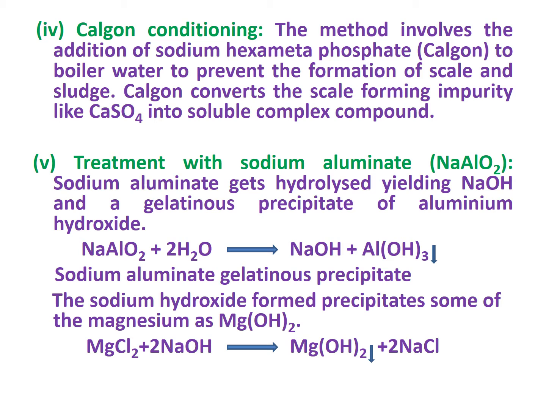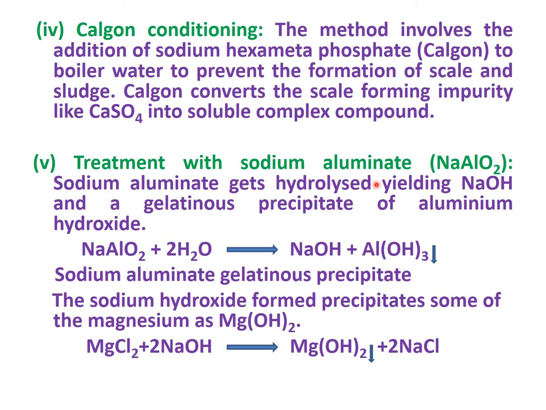The Calgon conditioning. In this method, we are adding Calgon, which is sodium hexametaphosphate, in the boiler water to prevent the formation of scale and sludge. Calgon converts the scale forming impurities, basically CaSO4, which are responsible for permanent hardness, to soluble complex compound, and that can be easily removed by blowdown process.